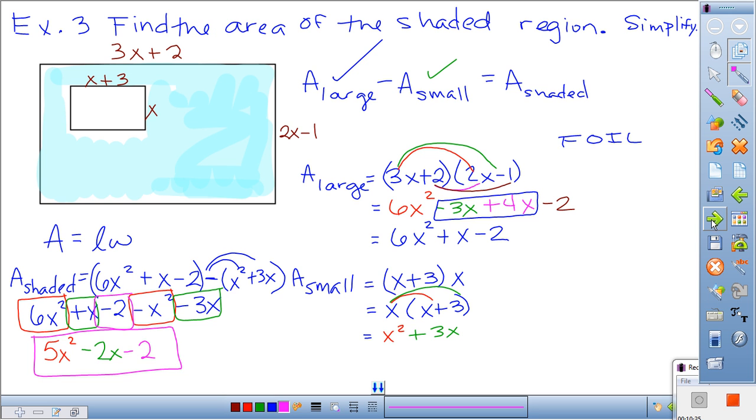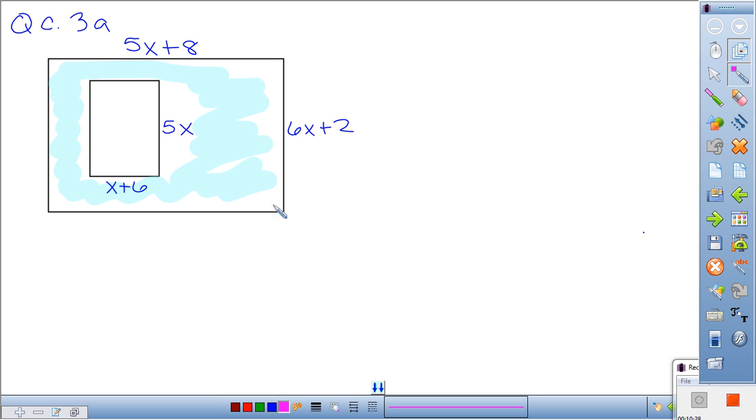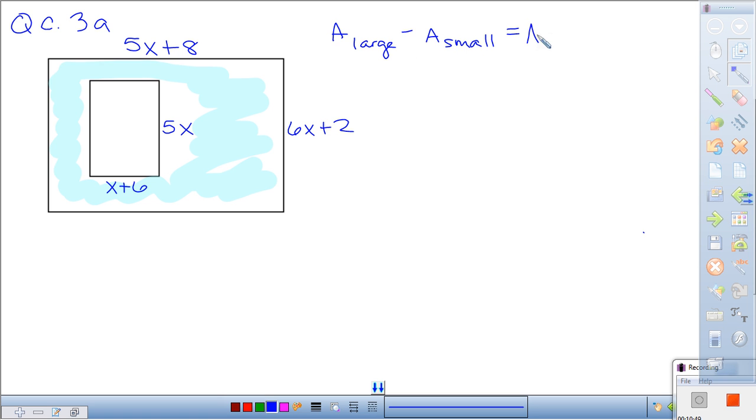Let's do one more of those. We'll do quick check 3a. Again, it works the exact same way. To find the area of the shaded region, you're going to find the area of the large rectangle minus the area of the small rectangle, and you end up with the area of the shaded region. So I'll start by finding the area of the large rectangle. And again, we'll do length times width. So I have 5x plus 8 times 6x plus 2. I just took these two and multiplied them together.